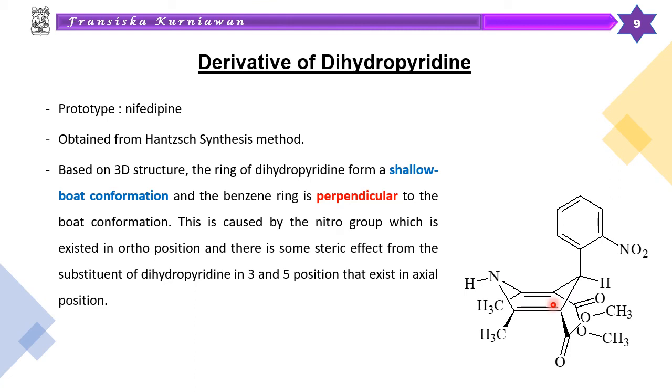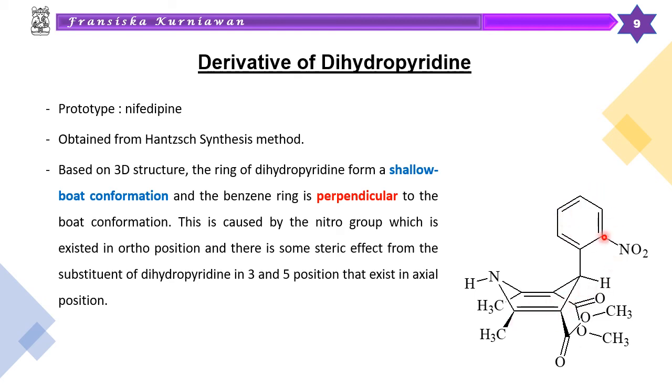If you still remember, this part is not rigid. The rigid part is only this ring, and this can rotate into this position or go to the below position. But this is the conformation, the best conformation, the stable one. So it should be a shallow boat conformation.